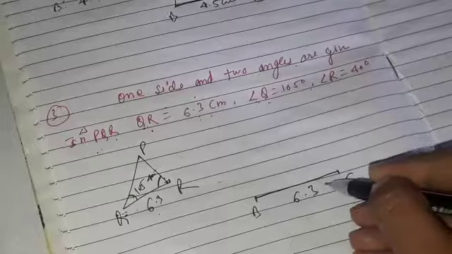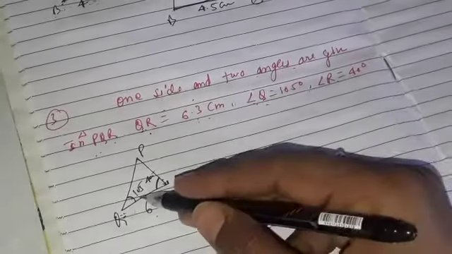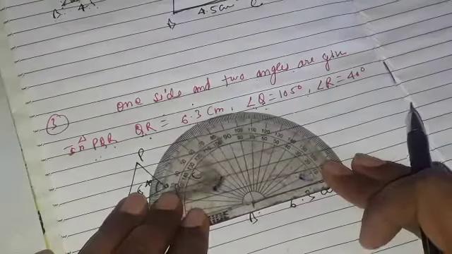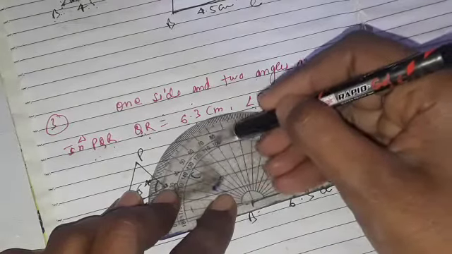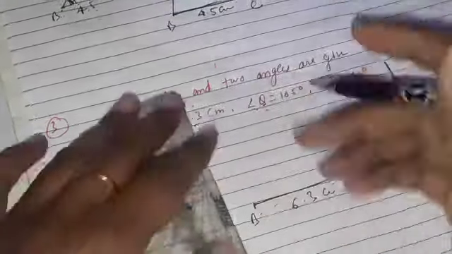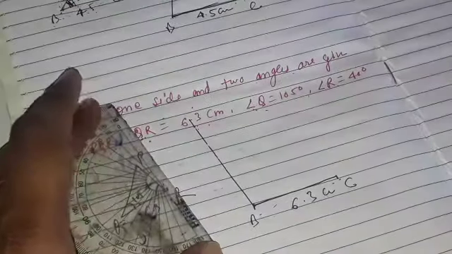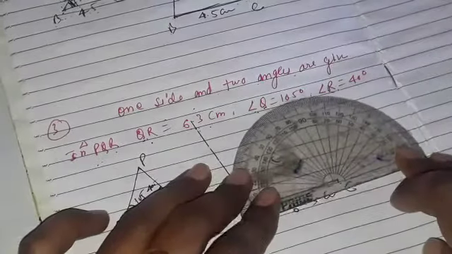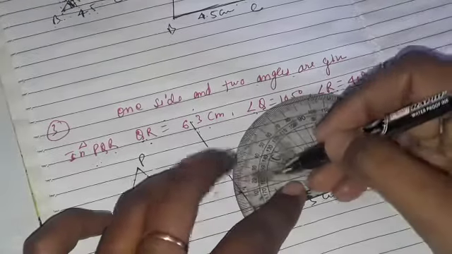First you construct your baseline. Suppose this is 6.3, and from here you have to create first 105 degree angle. With the help of protractor you can create 105 degree, 100 and 105, and just match that. So this is 105 degree, and from here angle R is 40 degree. So class, from here, where is your 40 degree class?